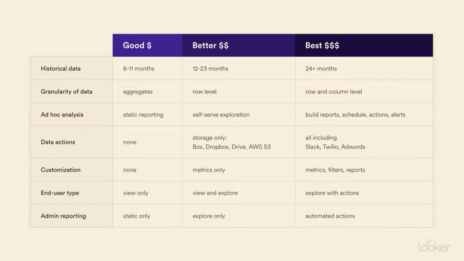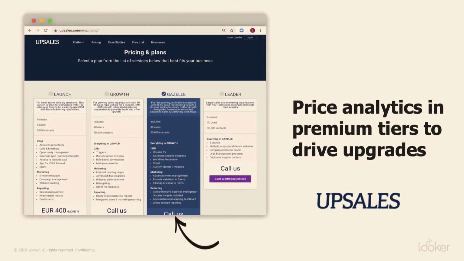And as you can see here, some of our customers are even charging different price tiers depending on how complex the embed is. So maybe with just a simple embedded dashboard, that's a really cheap price tier. And for something more expensive, you get embedded explorers, you can build reports, you can do scheduling and include actions and alerting. And our customer Up Sso is an example of somebody that's doing this today. So they're charging a premium price tier to drive upgrades by embedding Looker.